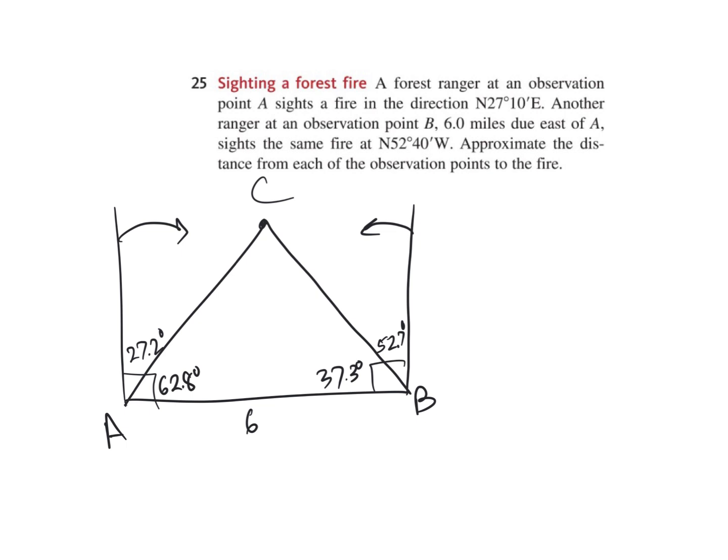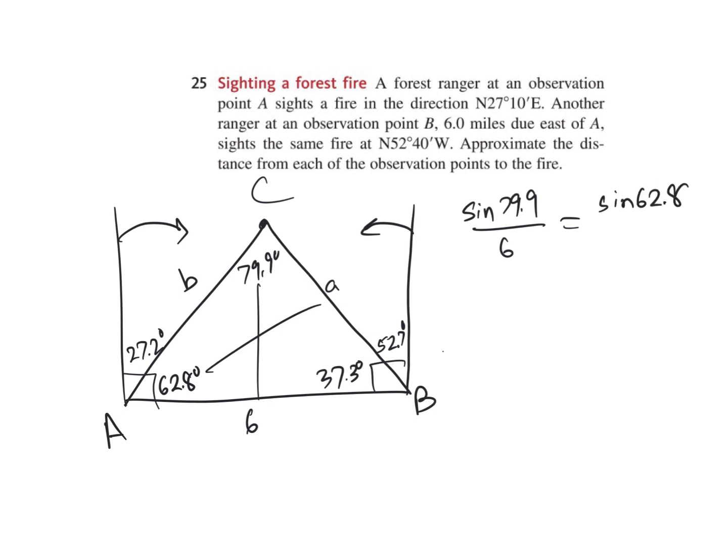All right, so now approximate the distance from each of the observation points to the fire. So we need little b and little a. So let's take 180 minus 37.3 minus 62.8. That gives us 79.9 degrees for angle C. And there's our two values we need. So the sine of 79.9 is to 6 as, we'll find little a now, sine of 62.8 is to little a.